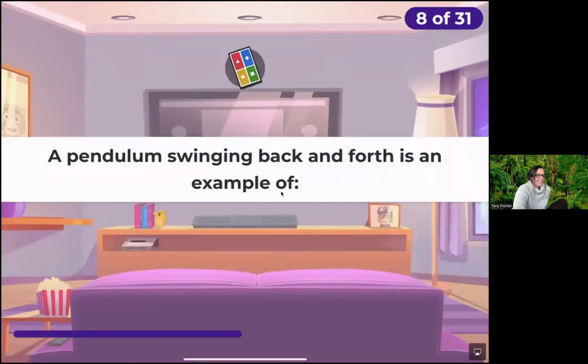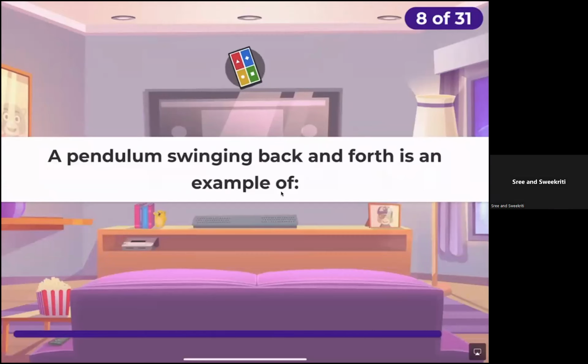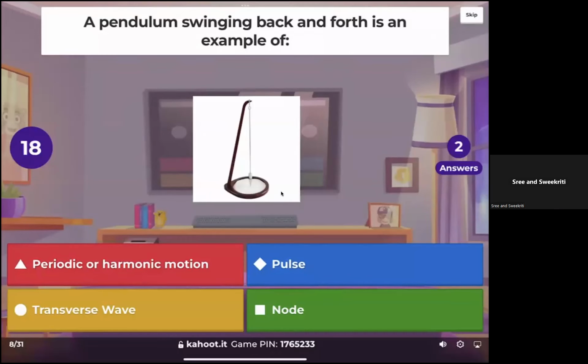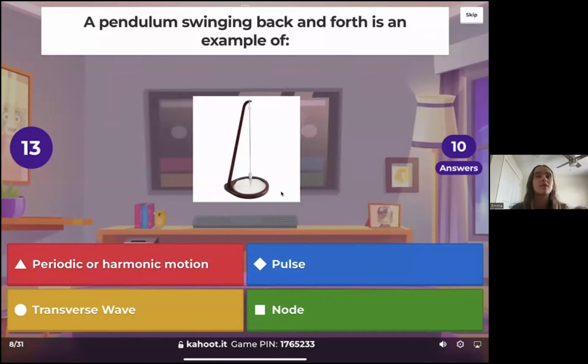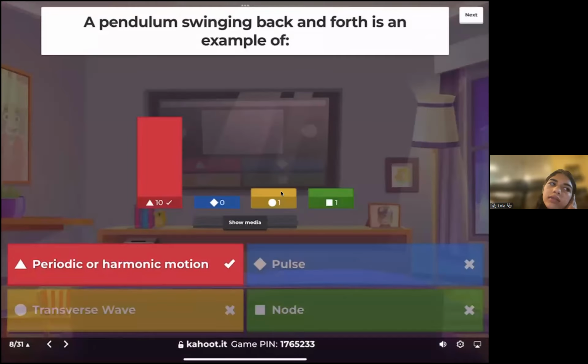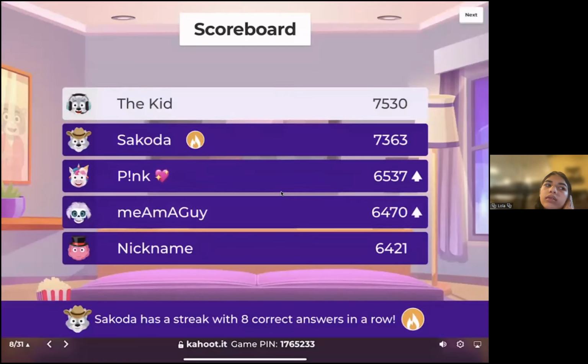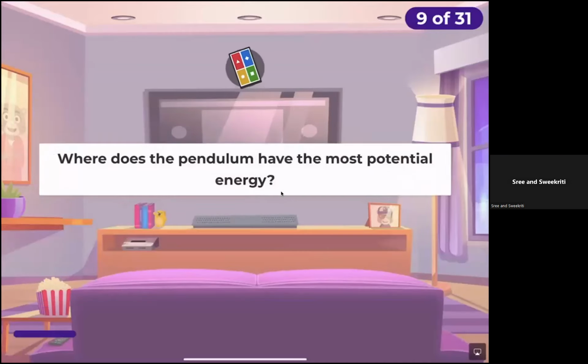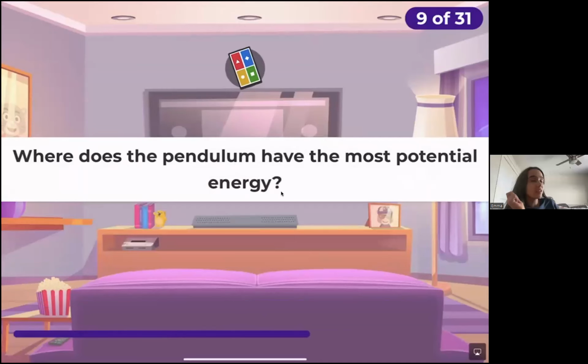A pendulum swinging back and forth is an example of: node, a pulse? Did we even learn this? I think it's periodic or harmonic motion. 25% chance. Yay! Reigning 9th place right now. I mean, just the queen.